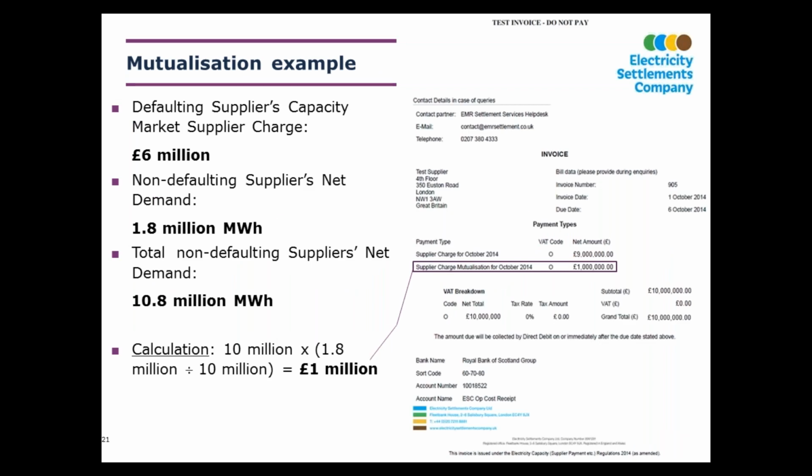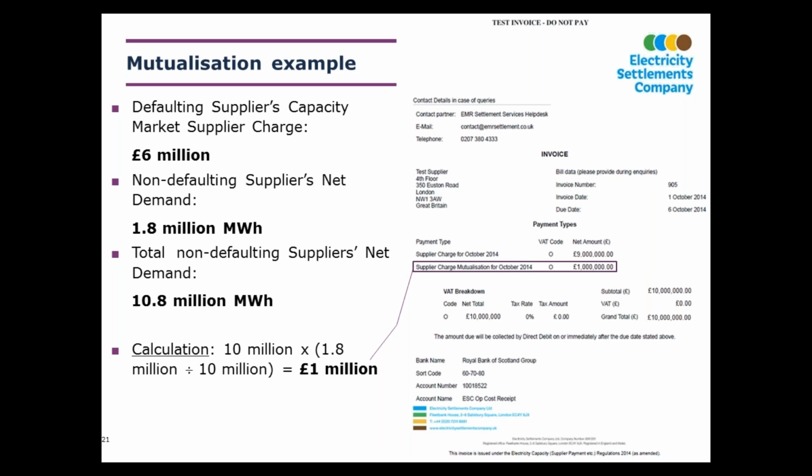So on the theme of showing you some example invoices so you know what to expect, here is the same example invoice that we showed before, but we're looking at the second line, the supplier charge mutualisation for October 2014. So in this fake example, we've got 6 million as the defaulting supplier's capacity market supplier charge. The non-defaulting supplier's net demand is 1.8 million megawatt hours, and the total non-defaulting suppliers' net demand is 10.8 million megawatt hours.